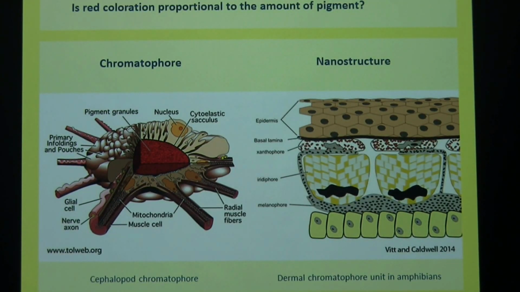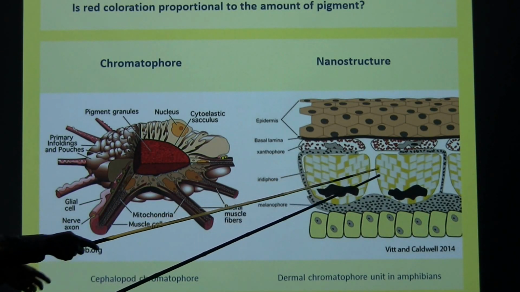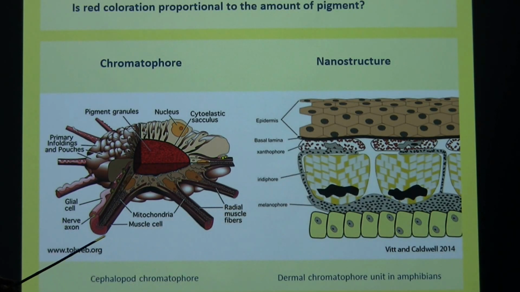A second question in relation to this color was if red coloration is proportional to the amount of pigment. The answer to this question is not obvious because in reptiles and in other animal groups, for example cephalopods or amphibians, pigments are contained in special cells called chromatophores. And then the pigments may or may not be visible depending, for example, on the shape of the chromatophore or on how dispersed pigments are within the cell. In addition, tissue nanostructure, for example, the layer of iridophores, can modify pigmentary coloration dramatically.